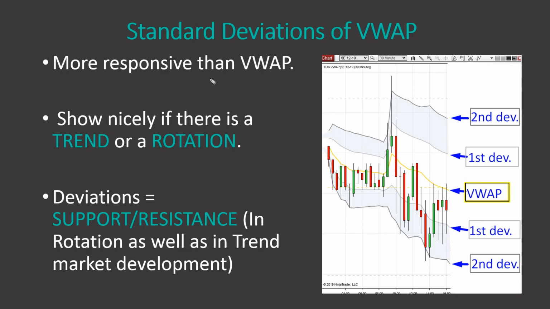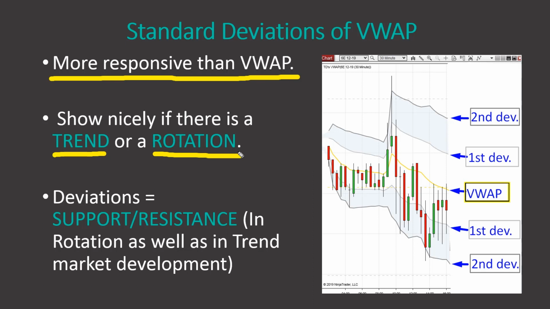Now, the standard deviations are more responsive than the VWAP. And for that reason, they are able to show you whether there is a trend or a rotation. Sometimes you can tell by just looking at the price action, right, whether there is a trend or a rotation. But sometimes it's not that clear. Also, you have to keep in mind that VWAP and the deviations calculate with the volumes. When there's a trend, you want to see volumes shifting, you want to see volumes moving.